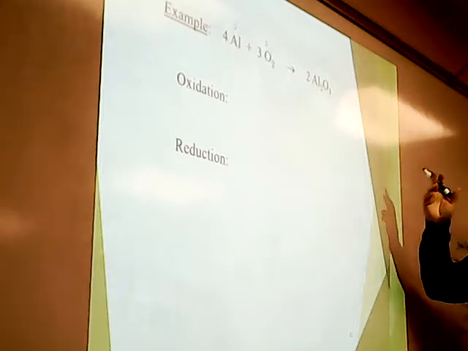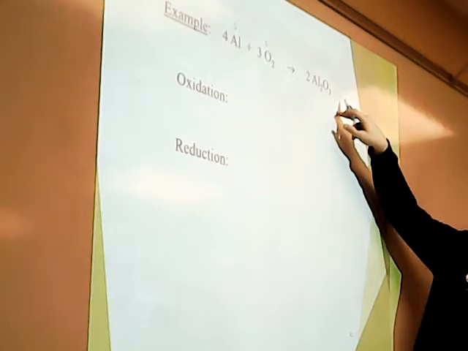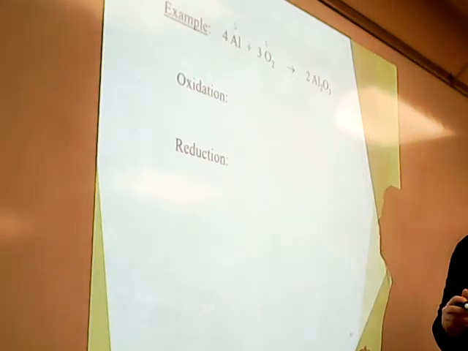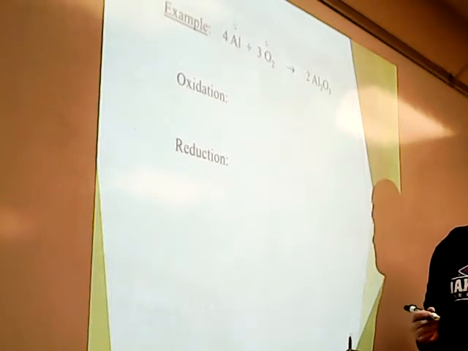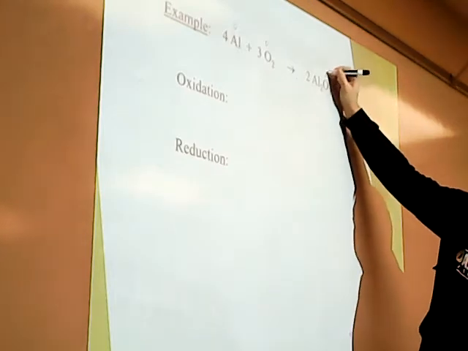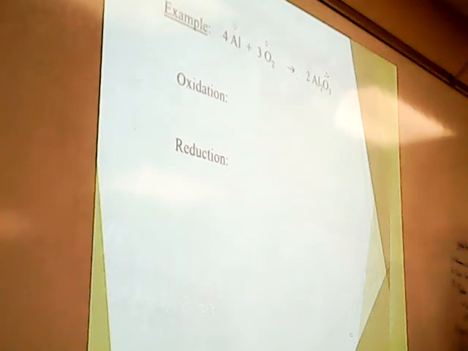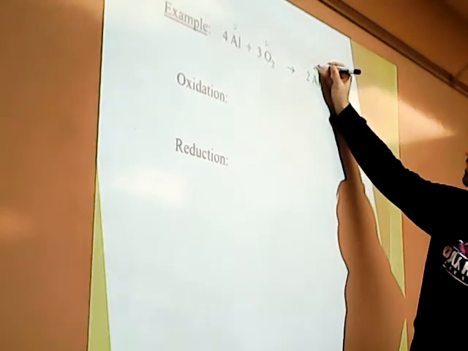Aluminum on my product side. How about this? Oxygen on my product side. Because oxygen is always -2. Which means if I do the math, what does aluminum have to be? +3, right?